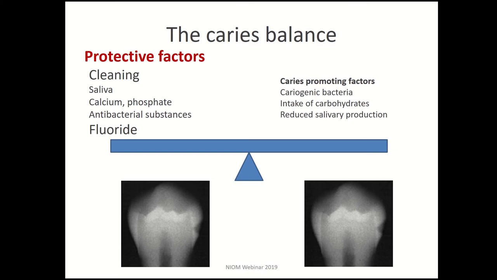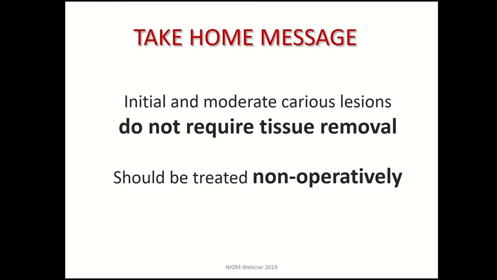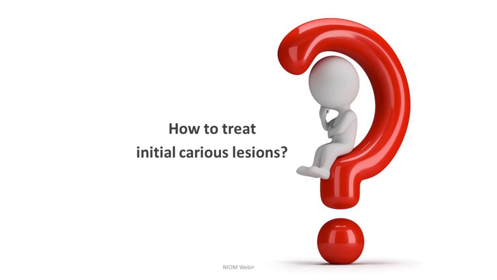The most important protective factor is cleaning, so that the biofilm is disturbed. Presence of saliva, calcium, phosphate and certain antibacterial substances are also important to prevent and arrest dental caries. In addition, it's well known and documented that caries decline during the recent decades is mainly based on the use of fluoride in different forms. It is very important to recognize that initial and moderate carious lesions do not normally require tissue removal and should be treated non-operatively. To apply adequate treatment and follow up, it's important to know how fast a carious lesion progresses.